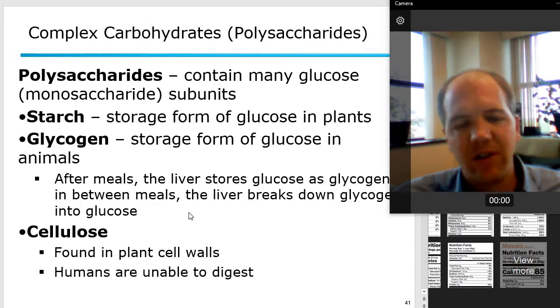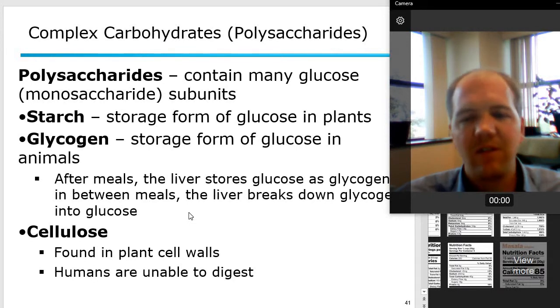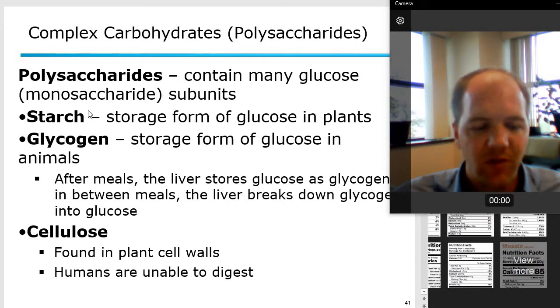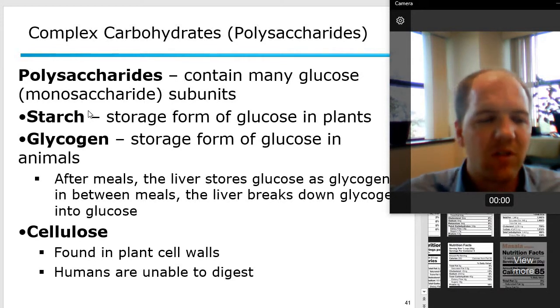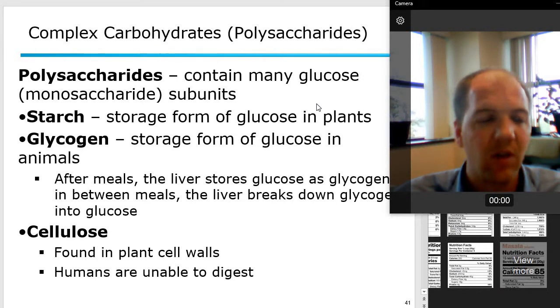Okay, polysaccharides. So what if we add even more glucose molecules together? Then we get these even longer molecules, such as starch. You've probably heard of starchy foods like pastas and potatoes and things like that. So starch is just a whole bunch of glucose molecules bonded together. This is how plants store glucose. Plants need energy just like us, and they get it in the form of glucose.